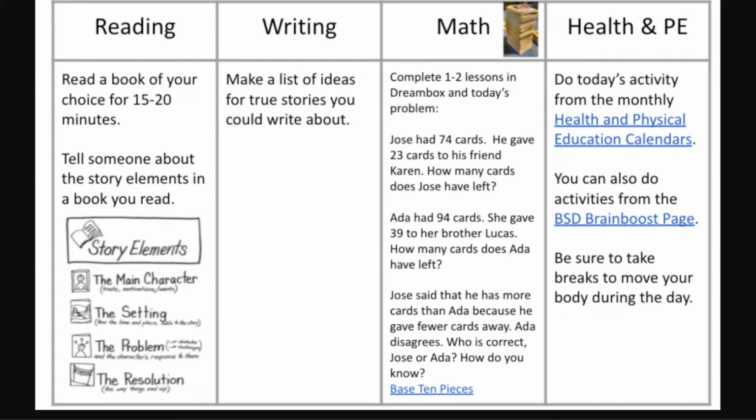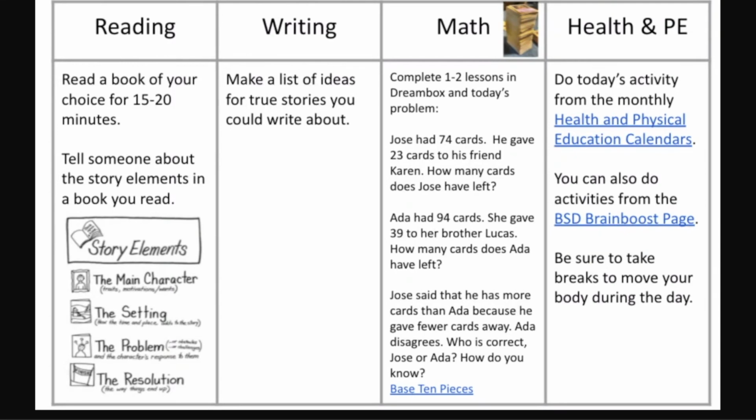And then at the bottom here, Jose says that he has more cards than Ada because he actually gave away fewer cards. But Ada disagrees. Who do you think is correct, Jose or Ada? And this is the really important part. How do you know? So we were going to want you to explain your math thinking. Oh, I know it is this person because... and do your very best explaining on how you know that.